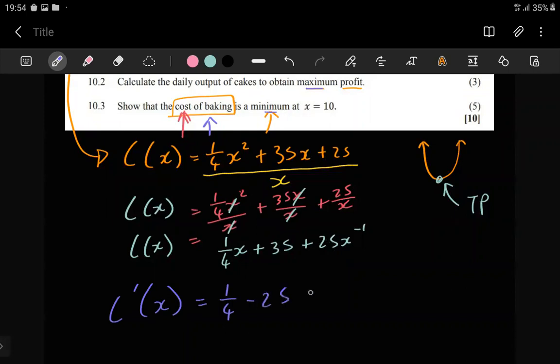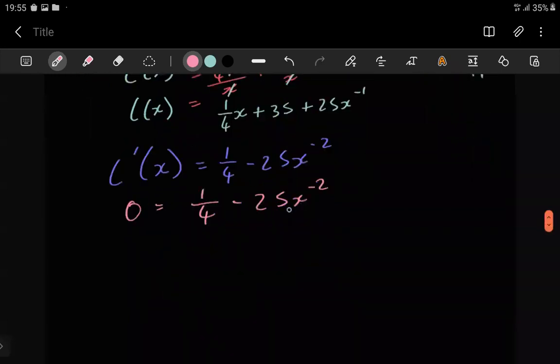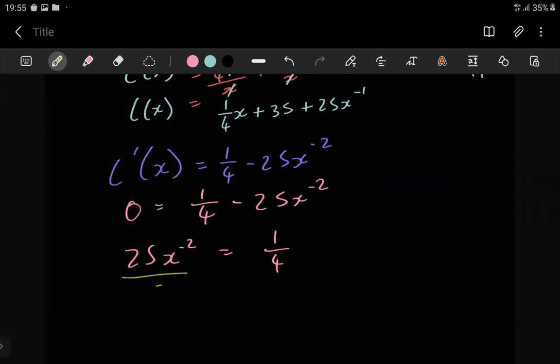Here you can have negative 25x, and then minus 1 is going to be like minus 2. So you have a differentiated equation, and based on what you know, you just differentiate and make your equation equal to 0. So making this equal to 0, we're solving for x now. So solving for x, this can go over. It's like 25x to the negative 2, and then this is like a quarter. Since we're trying to solve for x, you really don't have to overthink it here. You can just divide by 25.